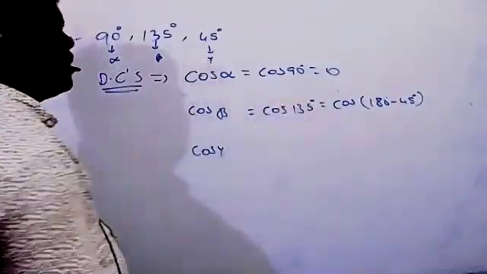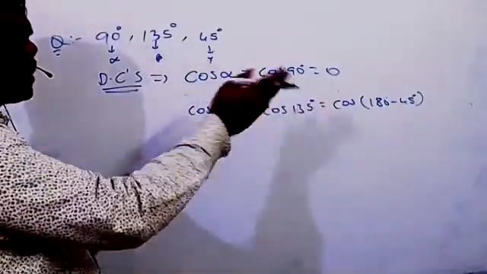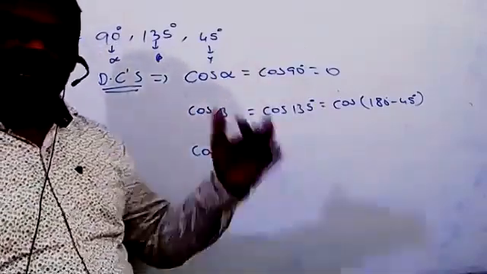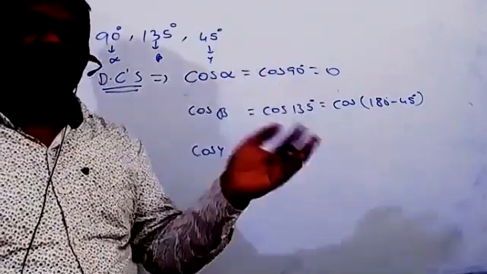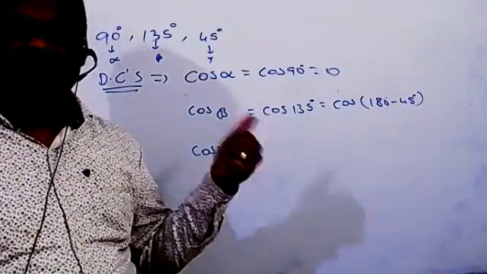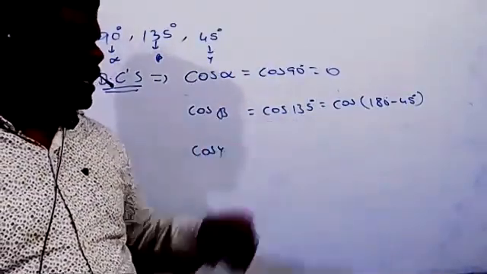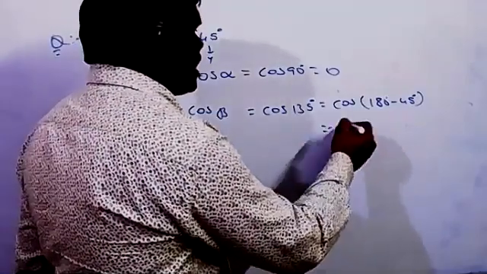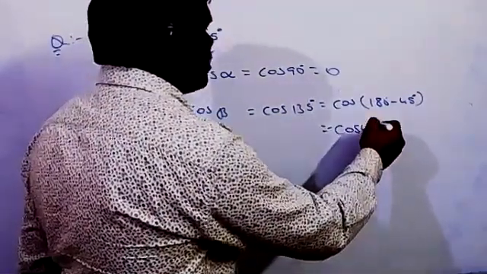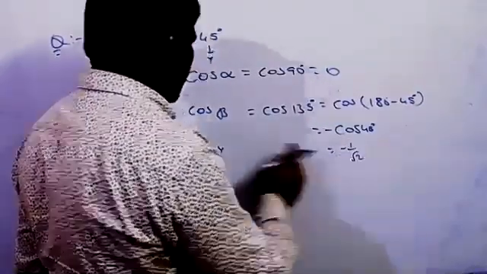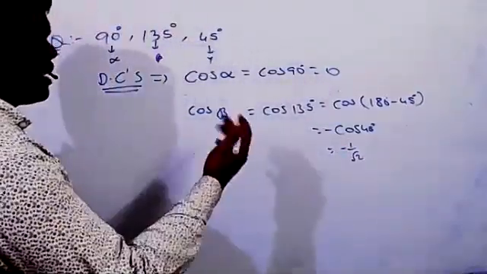135 degrees is either 180 minus 45 or 90 plus 45, both you can write. Either 90 plus theta or 180 minus theta belongs to the second quadrant. In the second quadrant, cos is negative. So this value is minus cos 45 degrees, which equals minus 1 by root 2.